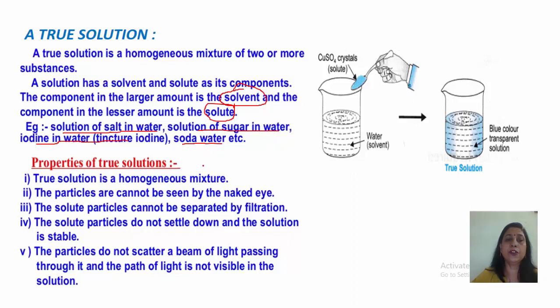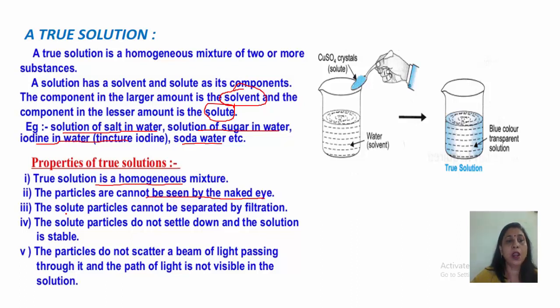Now, what are the properties of true solutions? True solutions are simply called solutions also. True solution is a homogeneous mixture. The particles cannot be seen by the naked eye, means the particles are very small. They are extremely small and the size of the particle is less than 1 nanometer in diameter. 1 nanometer is equal to 10 to the power of minus 9 meters. The particles of the solution are so small that they cannot be seen even with the help of a microscope.